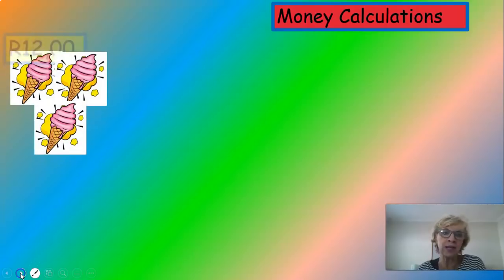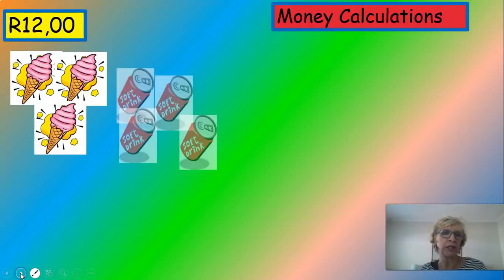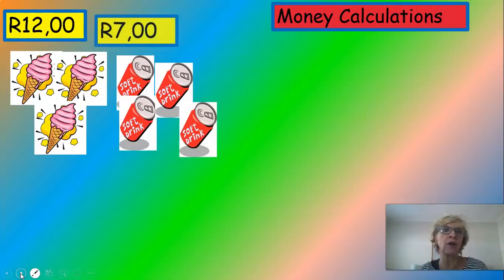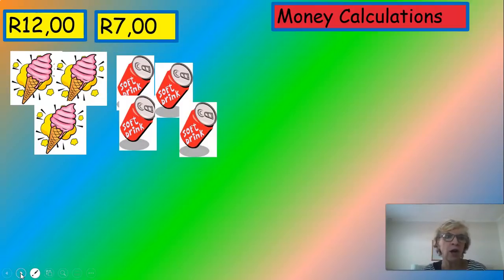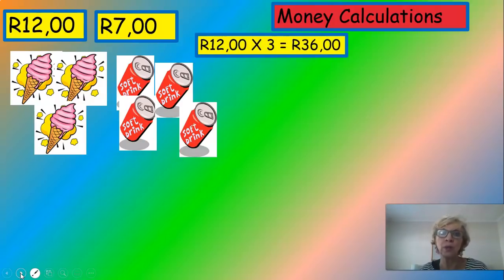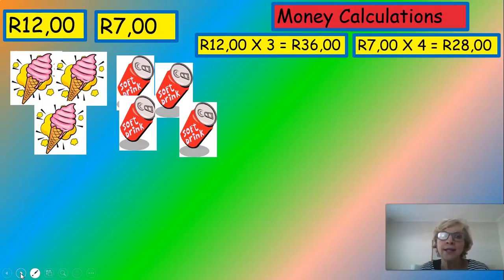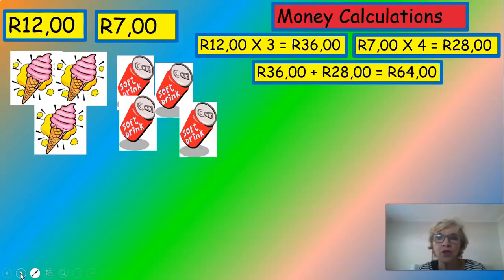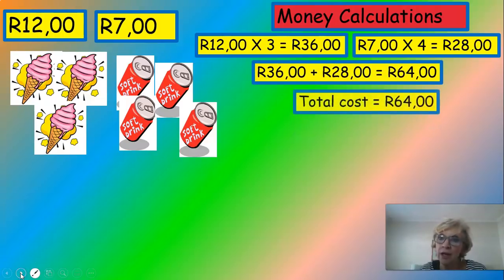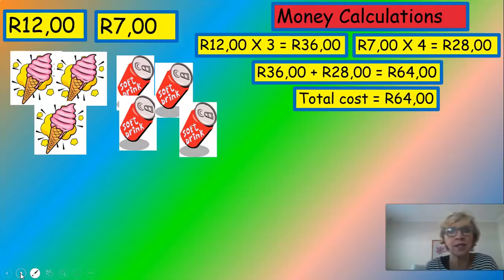Okay, so we've got 3 ice creams, and this time they're 12 rand each. And we've got 4 soft drinks, and this time they are 7 rand each. So I need to work out what is the total cost if I've got 3 ice creams and 4 soft drinks in my shopping basket. So firstly, we're going to do 12 times 3, 12 rand for each ice cream is 36 rand, because you know your tables. 7 rand times 4, and you know your tables again, is 28 rand. So 36 rand plus 28 rand means I have spent a total cost of 64 rand.